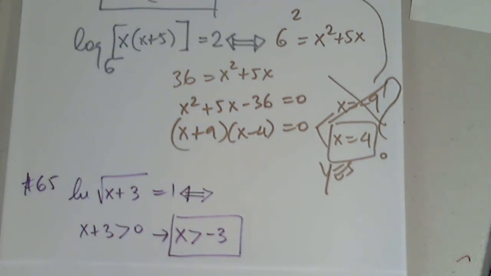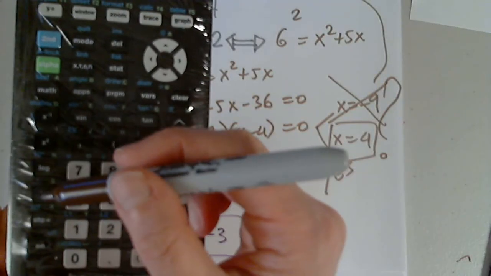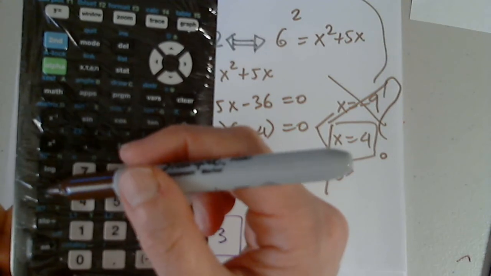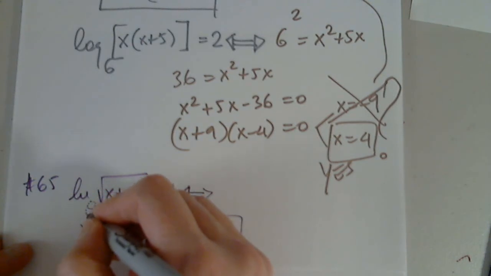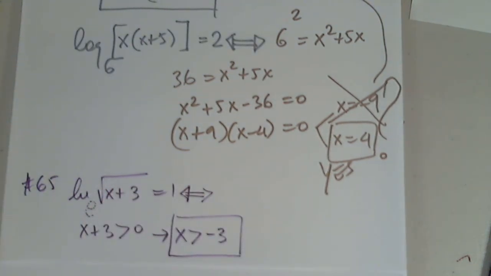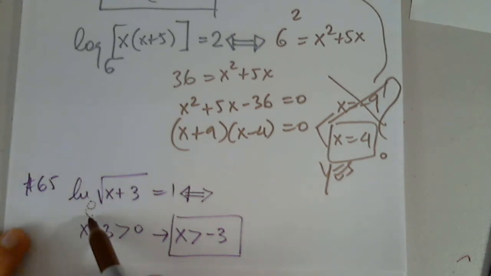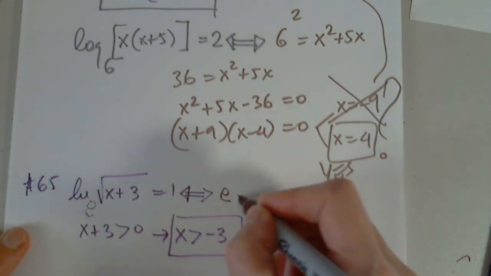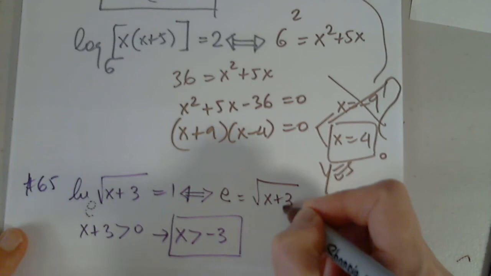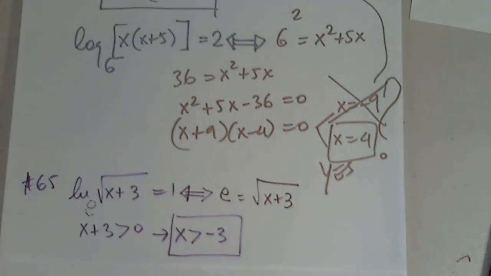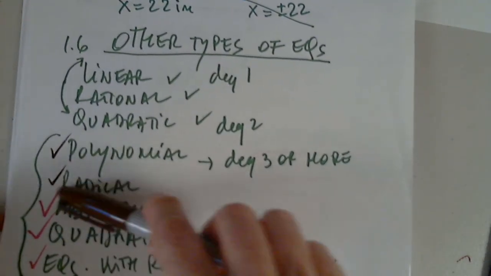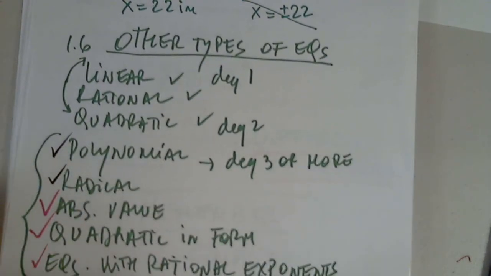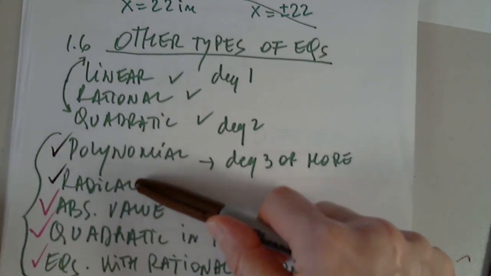So I know the base of this. In case you ever forget, they are paired together, the natural log with its inverse function. So we do not write this base, but we know it's there. So e to the first power equals the square root of x plus 3. Aha. And now I'm back. Look. That log equation changed into a radical equation.